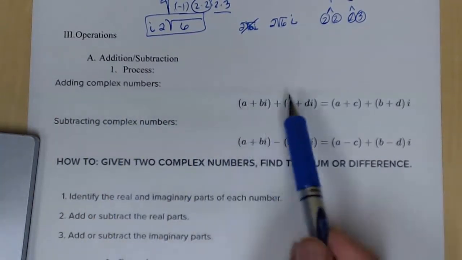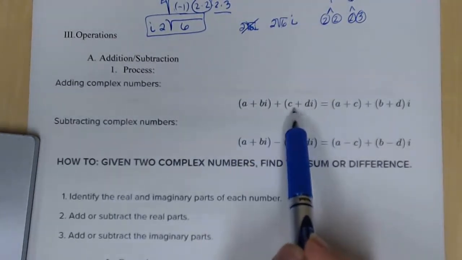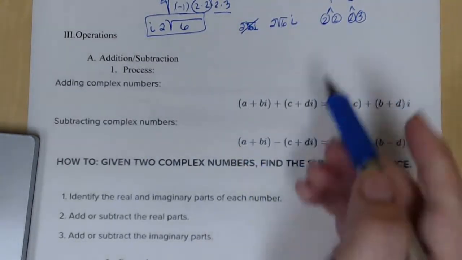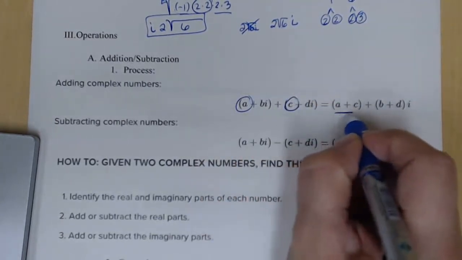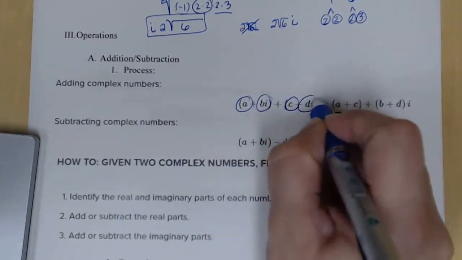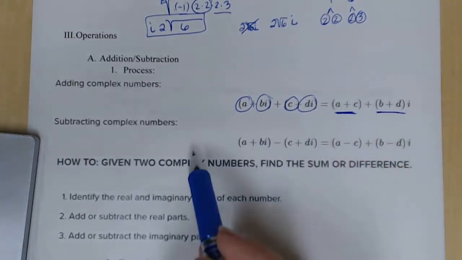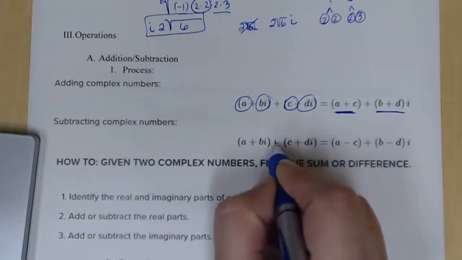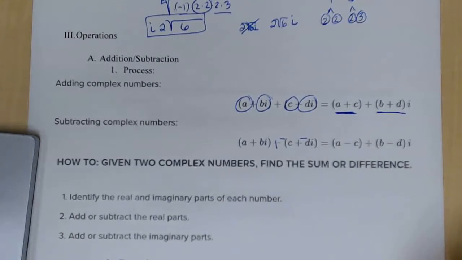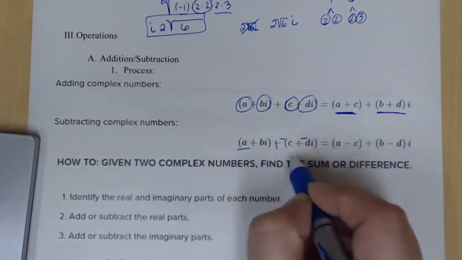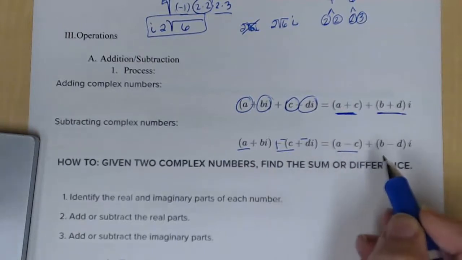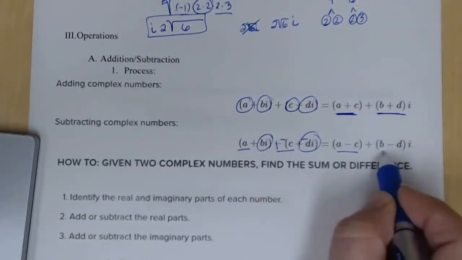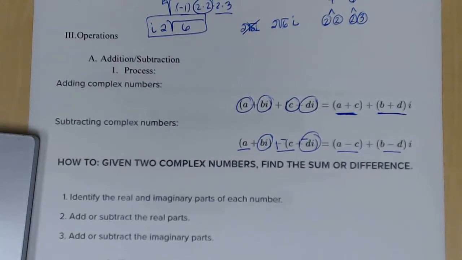So the process is going to be, if I have the addition of 2 complex numbers, a plus bi and c plus di, I'm going to add the real part, and I'm going to add the imaginary part. Likewise, if I have subtracting, I am going to change all the signs. Now I'm just back to addition. A plus negative c gives me a minus c. B plus negative d gives me b minus d. So addition should go pretty straightforward. It's basically, if you consider like when we were adding polynomials, it's just a matter of combining like terms.